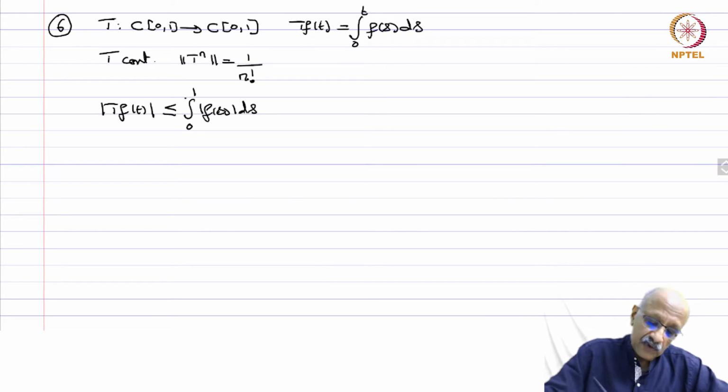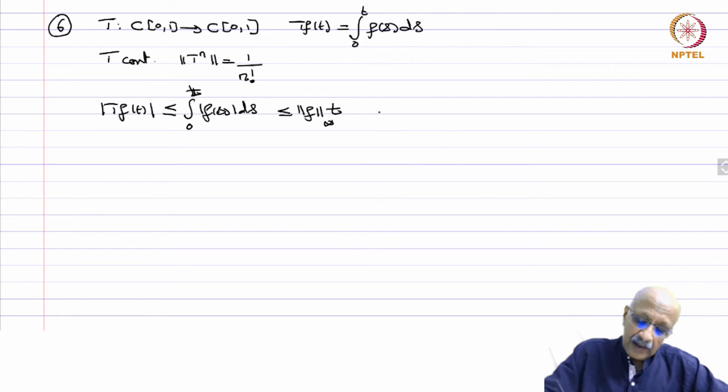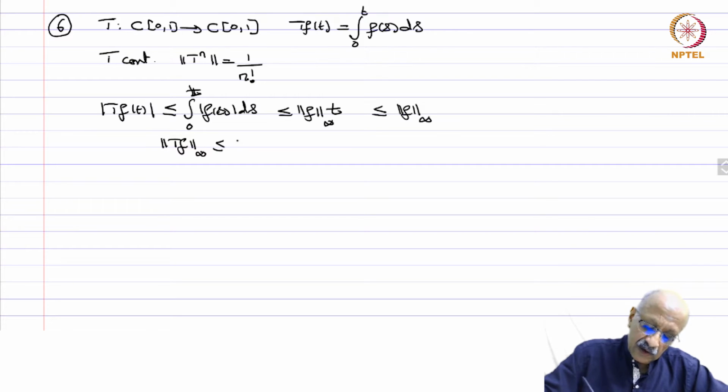ds, 0 to t, sorry, and mod f(s) is less than or equal to norm f infinity, and then you are left with the integral 0 to t, and so you will just get t here, and that of course is less than or equal to norm f infinity because t is less than 1, and therefore this is true for all t. So norm Tf infinity is less than or equal to norm f infinity.